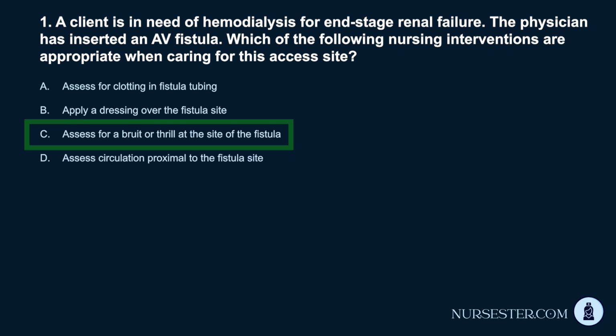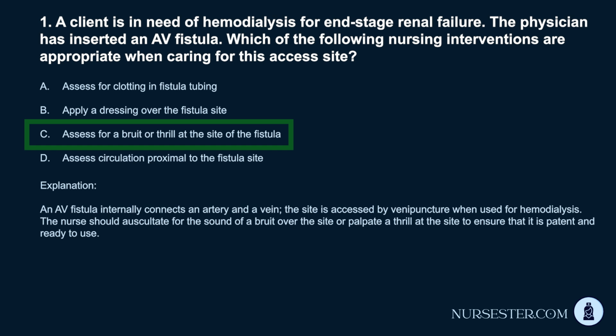Correct answer: C. Assess for a bruit or thrill at the site of the fistula. An AV fistula internally connects an artery and a vein. The site is accessed by venipuncture when used for hemodialysis. The nurse should auscultate for the sound of a bruit over the site or palpate a thrill at the site to ensure that it is patent and ready to use.